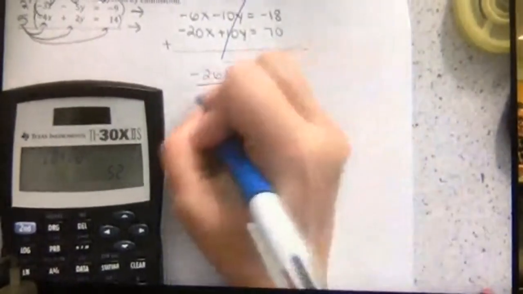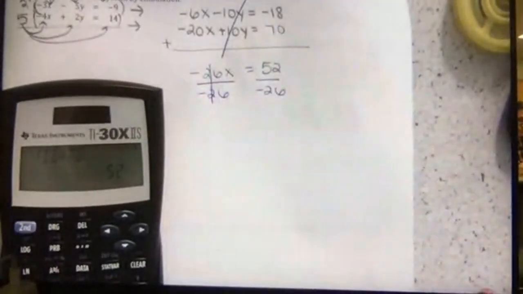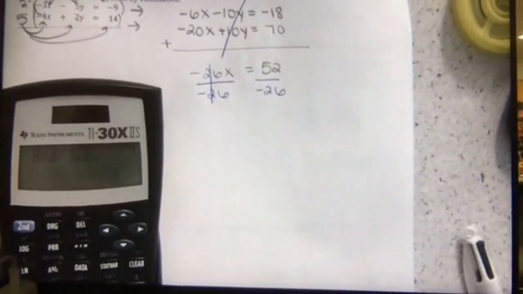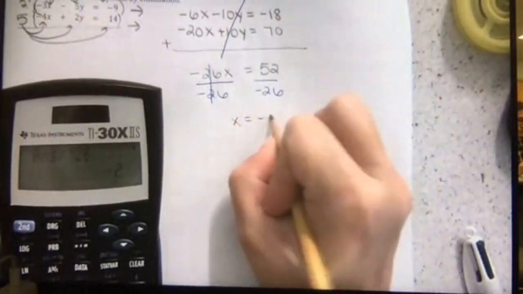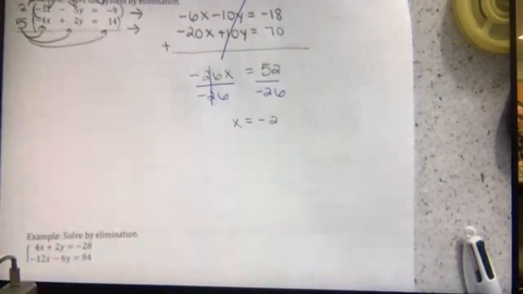Getting x by itself, I can divide both sides by negative 26, and we get x equals negative 2. So we found x equals negative 2. Just like we did with substitution, now that I know that x is negative 2, I could plug it into either equation, the first one or the second one, doesn't matter, and I can find what y equals. So let's go for it.